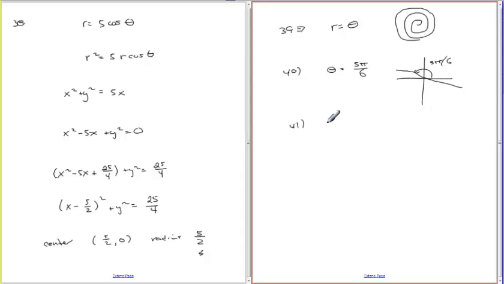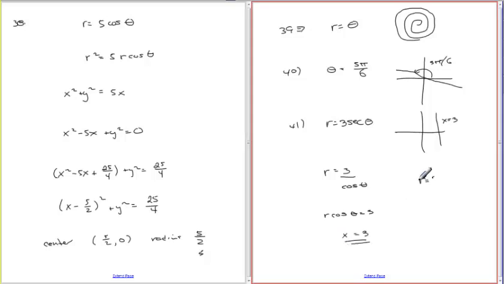We've seen this before. r is equal to 3 secant theta. In this case, the secant gives a vertical line, so this is a vertical line at x equals 3. We can figure that out because if we take r is equal to 3 divided by the cosine of theta, which is a secant, and multiply both sides, you get r cosine of theta is equal to 3, and r cosine theta is equal to x, so you get x equals 3.